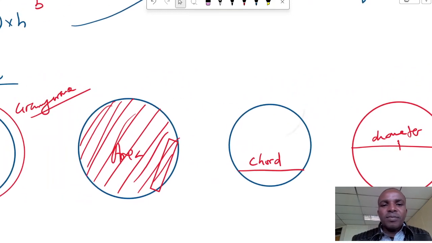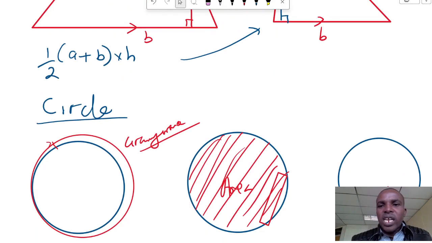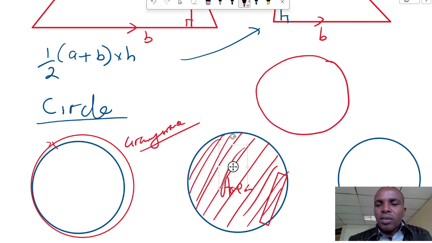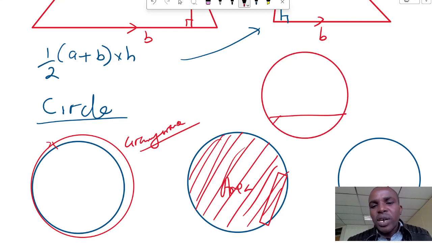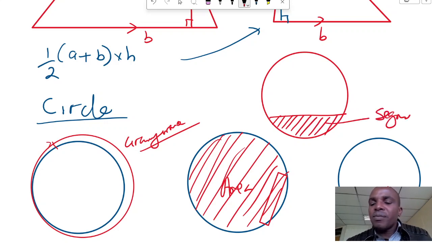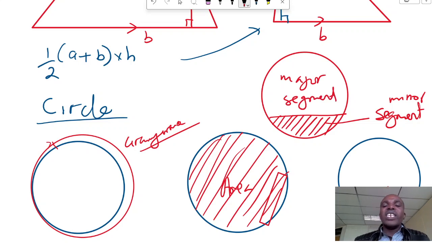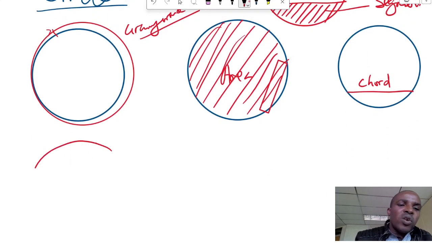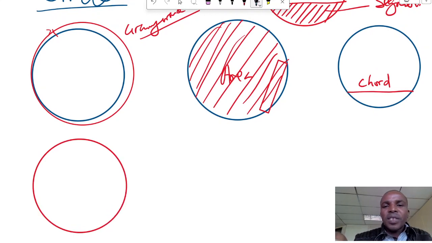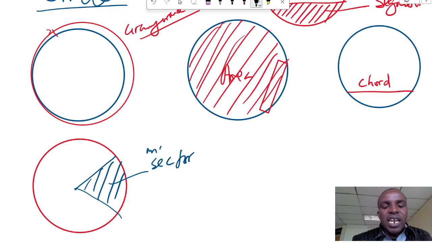Then the other part of the circle. If I shade this part in red, this one is called a segment. It's actually the minor segment. Then this top part is called the major segment. So these are the parts which make up a circle. Then you can have also this part, if I draw it this way. This part that I have shaded is a sector. It's a minor sector, and this part on this side is a major sector.